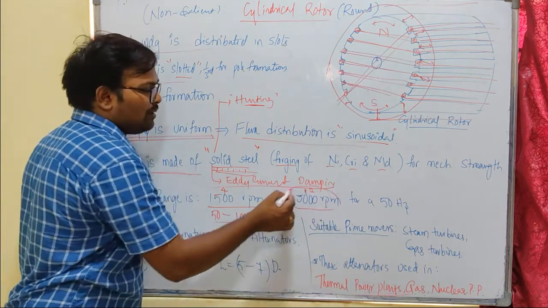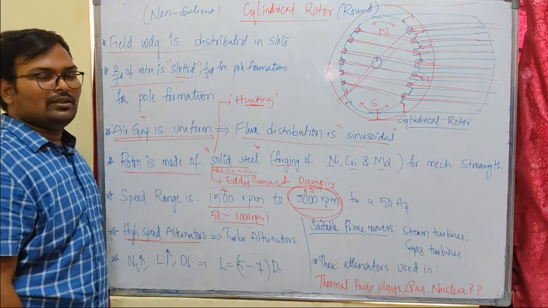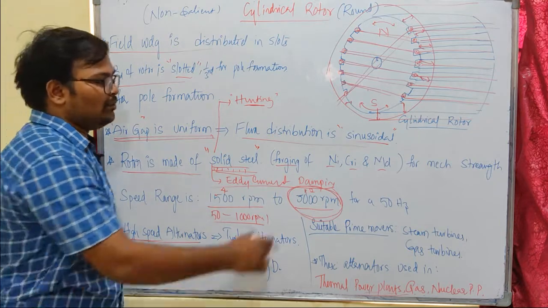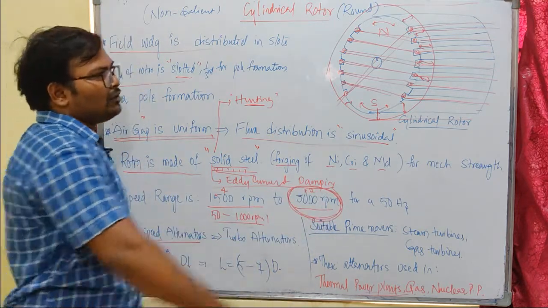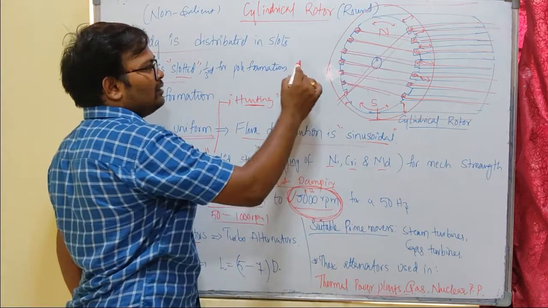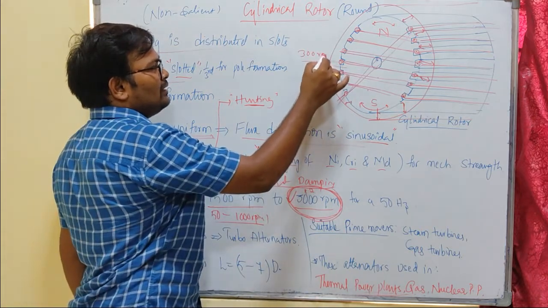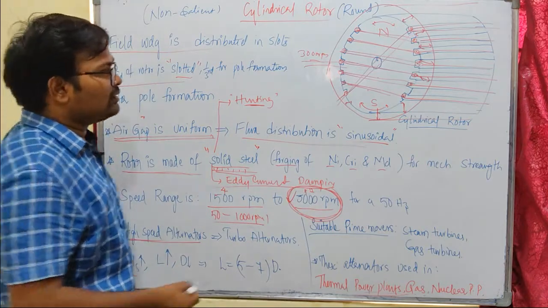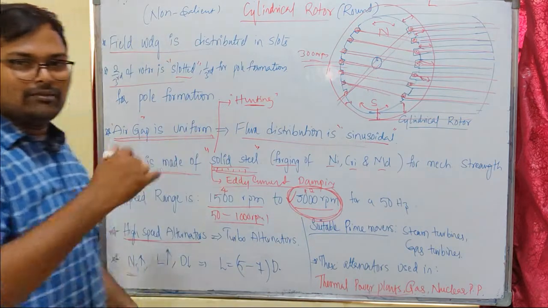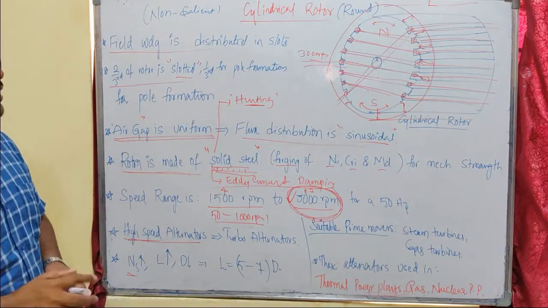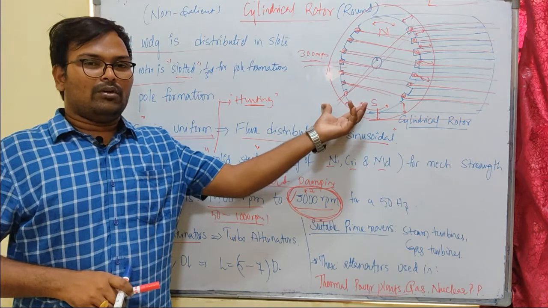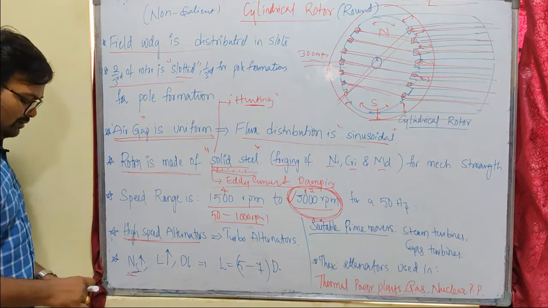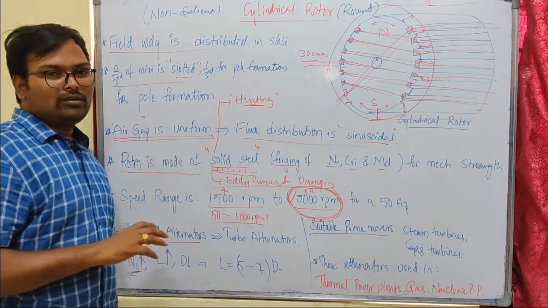So this is the most commonly used configuration of our cylindrical machines. For a 2 pole machine you will have 3000 rpm of rotation, with the rotor rotated by a turbine. The length of the core is more compared to the diameter. In the case of salient pole the diameter was more compared to length, but in the cylindrical type the length is more because the speed of the machine is very high. If you have more diameter there will be more centrifugal forces.